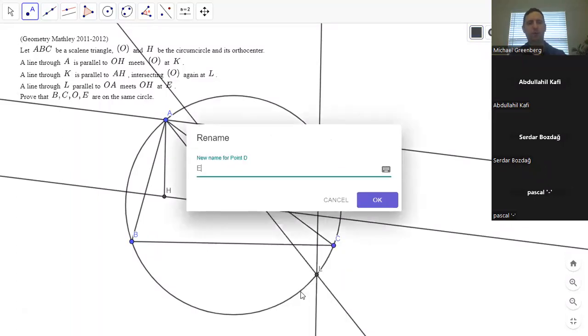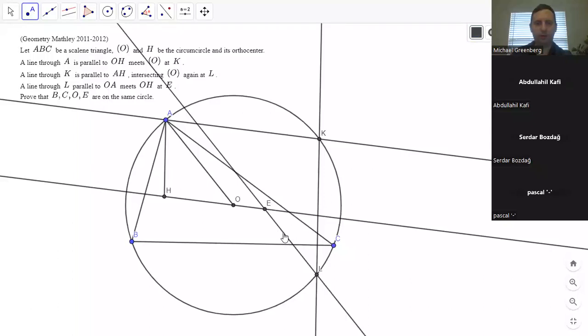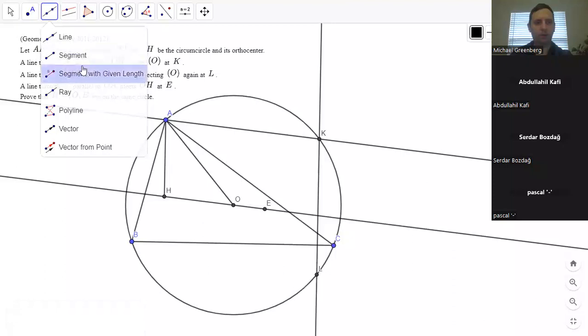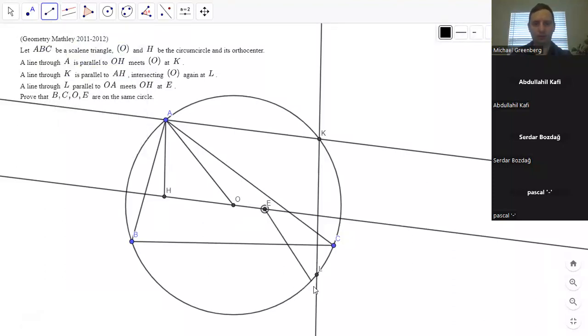All right. So a short, not that hard of a diagram, but I don't know if it's that easy. So we'll see.